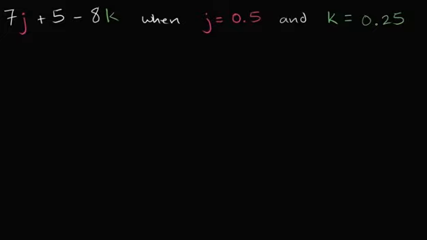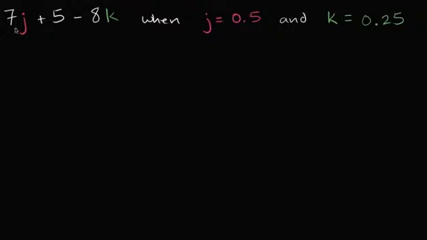Give ourselves some practice evaluating expressions that have two different variables in them. So let's see if we can evaluate the expression 7j plus 5 minus 8k when j is equal to 0.5 and k is equal to 0.25. So why don't you try to pause the video and evaluate this first before we work through it together.